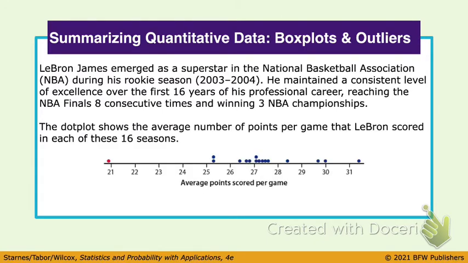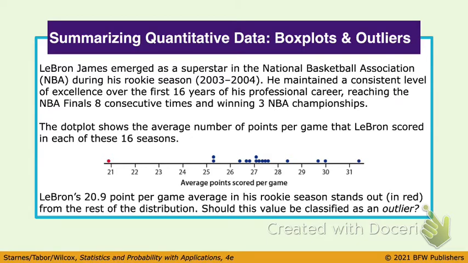The dot plot here shows the average number of points per game that LeBron scored in each of these 16 seasons. So this is his average number of points per game. He had some pretty good games. He had some games where he scored up in the 28, 30, 31 and stuff. That's pretty awesome. LeBron's 20.9 points per game average in his rookie season stands out in red here from the rest of the distribution.